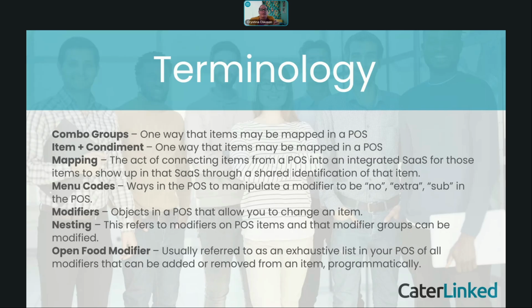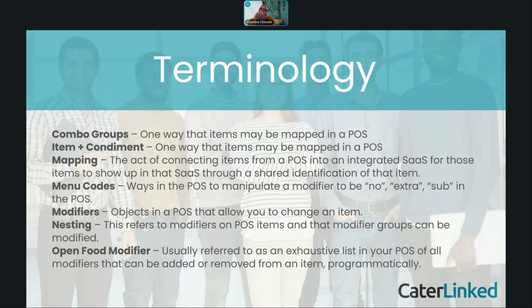Combo groups and item and condiment are the two main ways that items are built in your point of sale. It's either built as a combo group with combo sides, or an item and condiment, or item and modifier. Mapping is the act of, as we spoke about, connecting something from your point of sale to an integrated software as a service. Menu codes are a little bit different than the menu ID numbers, and we'll get into that a little bit further, but it's a way to modify modifiers or modify recipes. And modifiers are something in the point of sale that allow you to change an item. So they're choices or changes to an item in your point of sale.